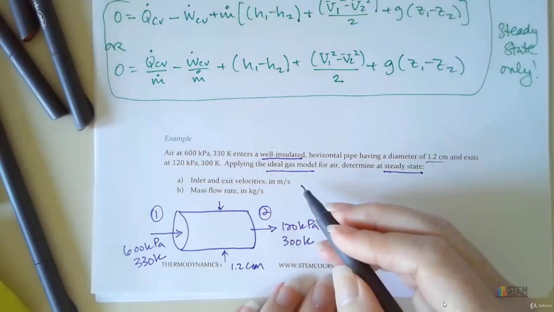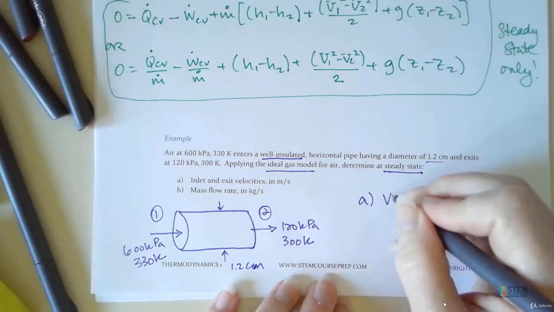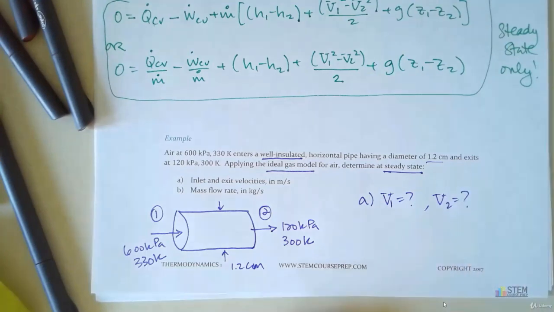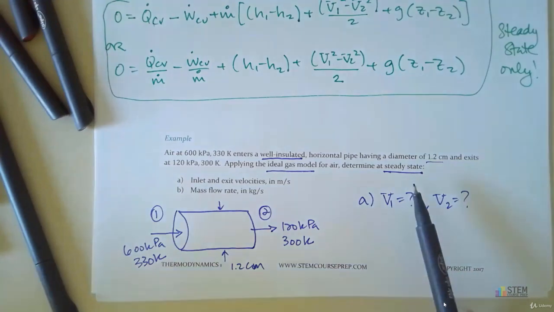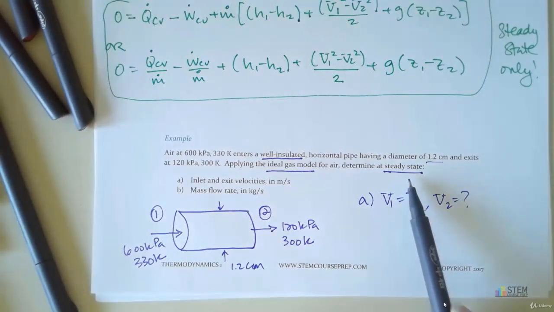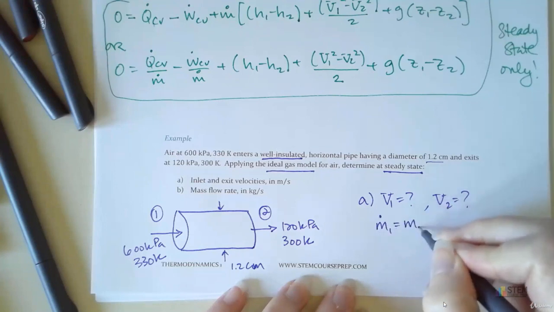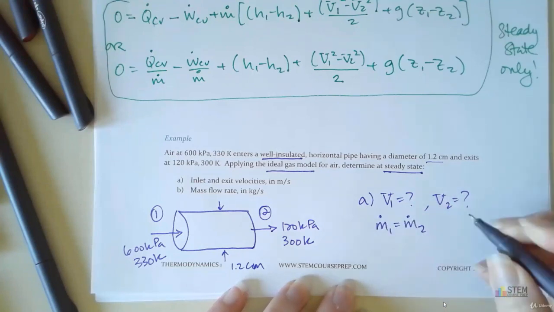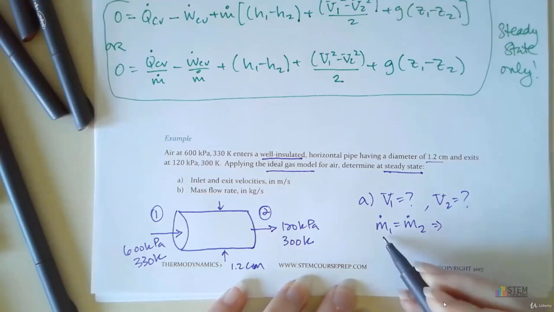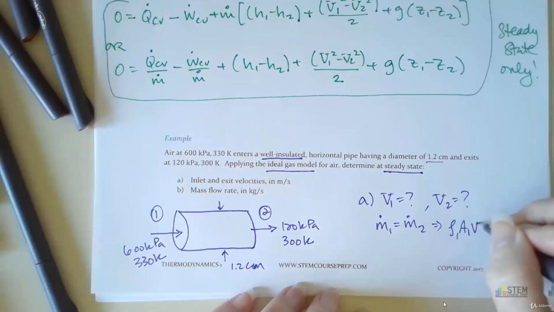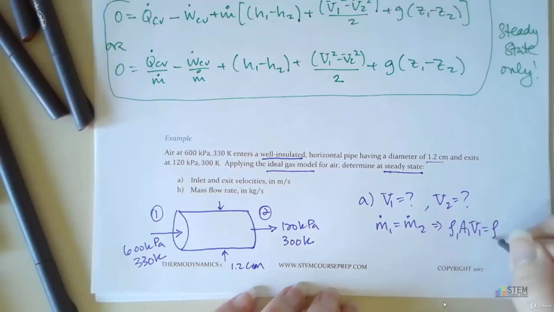Now we want to find inlet and exit velocities. So for part A, we're wanting V1 and V2. That's what we are looking for. We are at steady state. So since we are at steady state, we know that we can write that m1 dot equals m2 dot. Now if we use our equations for mass flow rate, we can write that rho 1 A1 V1 has to equal rho 2 A2 V2.